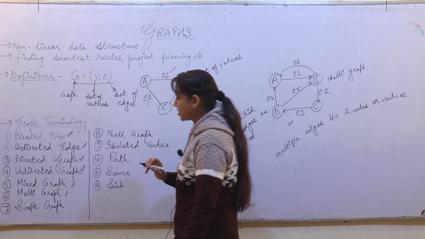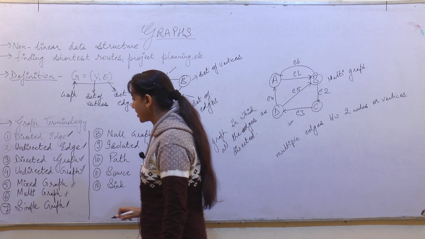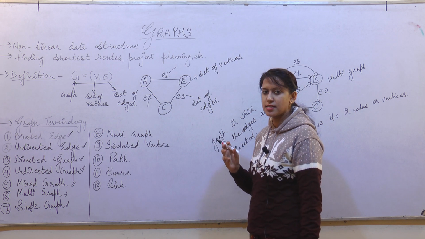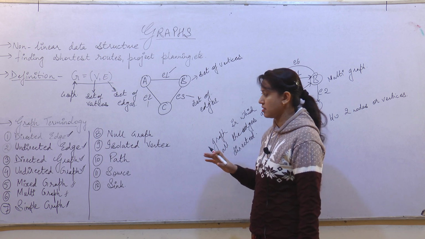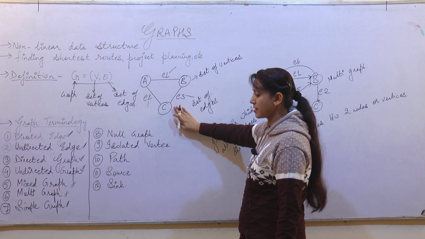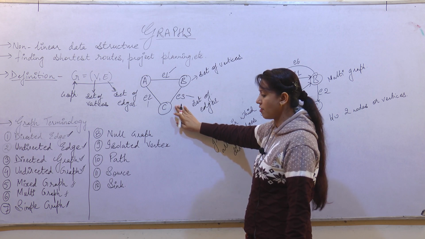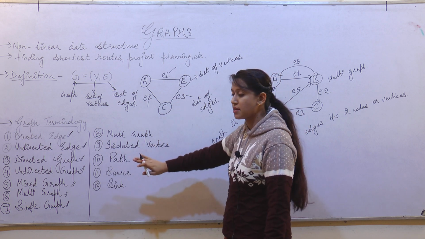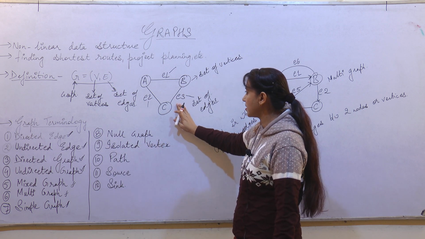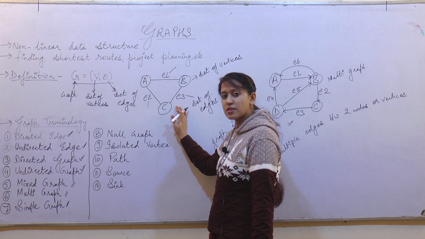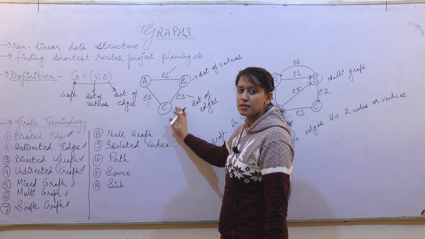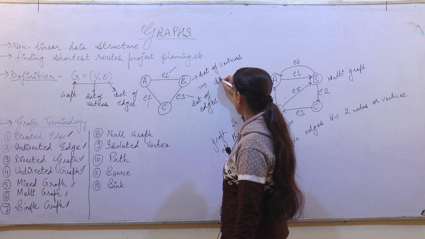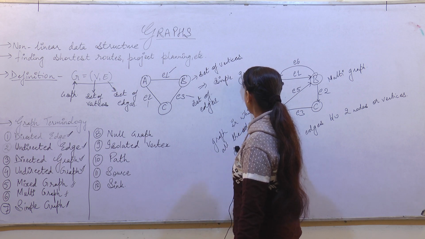Now the next terminology comes as simple graph. Simple graph means a graph with a set of vertices and edges connecting those vertices. So this is the basic example, simplest example of simple graph. By seeing this example, we can understand the concept of simple graph. Any graph with a set of vertices and those set of vertices connected by a set of edges. So this is the example of simple graph.